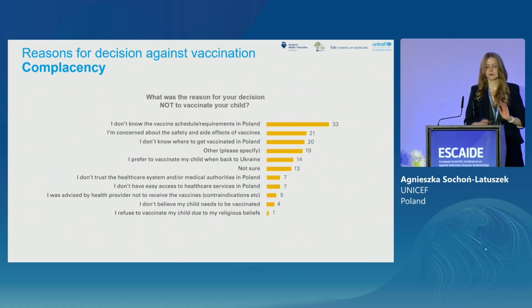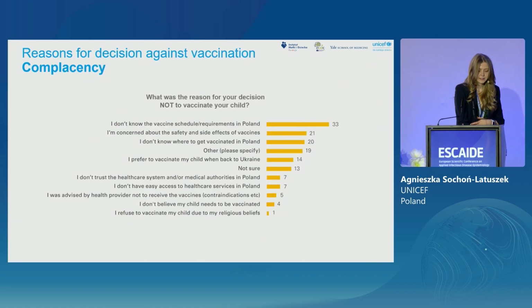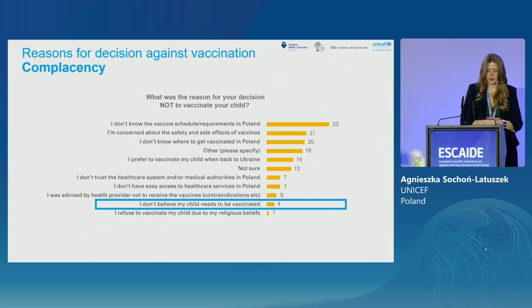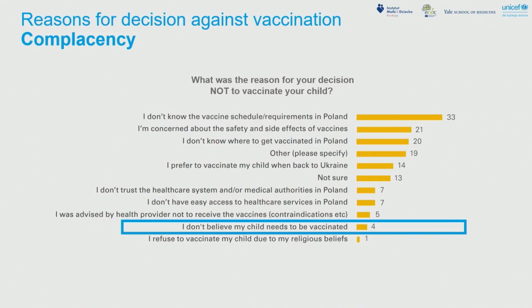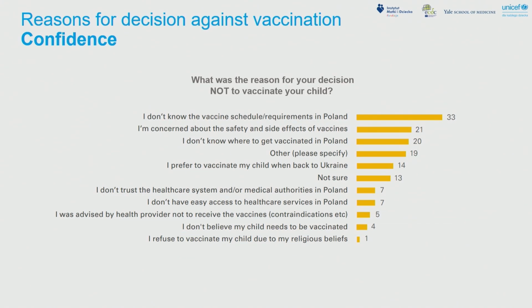So the next one, when it comes to 5C, is the complacency. So this is the risk factors, but it's rather a small one, so I don't believe my child needs to be vaccinated, which also highlights that usually the mothers wanted the children to have vaccinated, but there were some different obstacles for them to get them vaccinated in Poland because maybe of the constraints. You've seen how many of them, so not knowing the language, not knowing the system, were the barrier for them to get the children vaccinated.